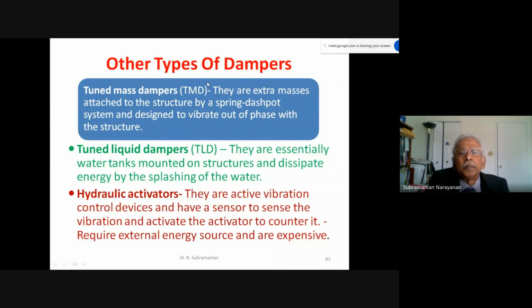Other types of dampers are tuned mass dampers. They are extra masses attached to the structure by a spring dashpot system and designed to vibrate out of phase with the structure. Tuned liquid dampers are essentially water tanks mounted on the structure, which dissipate energy by splashing of water. And hydraulic activators are active vibration control devices that have sensors to sense the vibration and activate the activator to counter it. This requires an external energy source and is expensive.